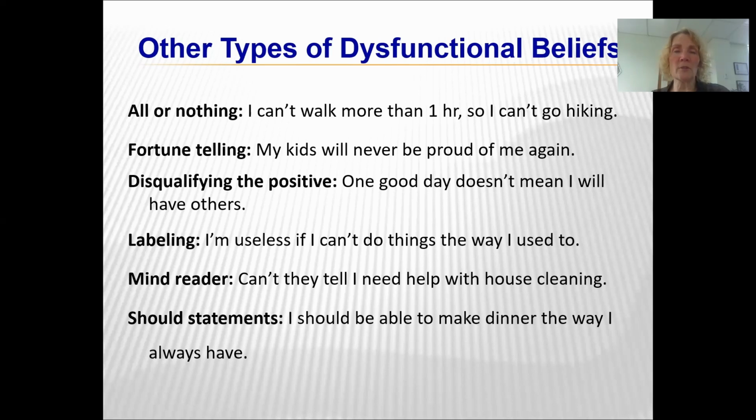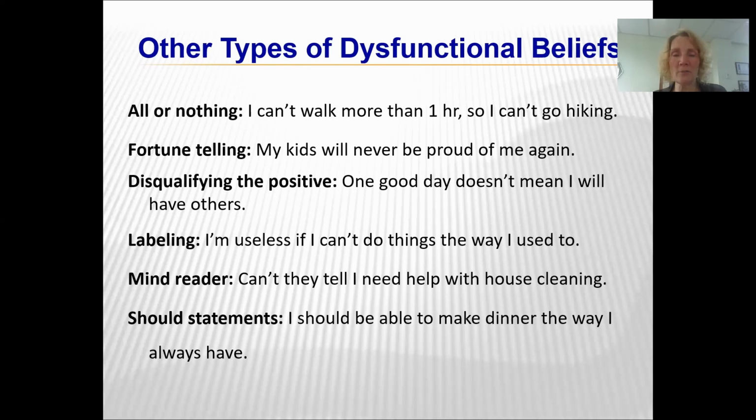Labeling is also another type of dysfunctional belief, so that I'm useless if I can't do things the way I used to. I have many patients who actually initially have those thoughts, that they feel like if I can't do things the way I used to do, I'm useless to my family, I'm useless to my friends, I'm just plain useless. And of course, we know that's going to lead to further feelings of depression, anxiety, and guess what? More pain.